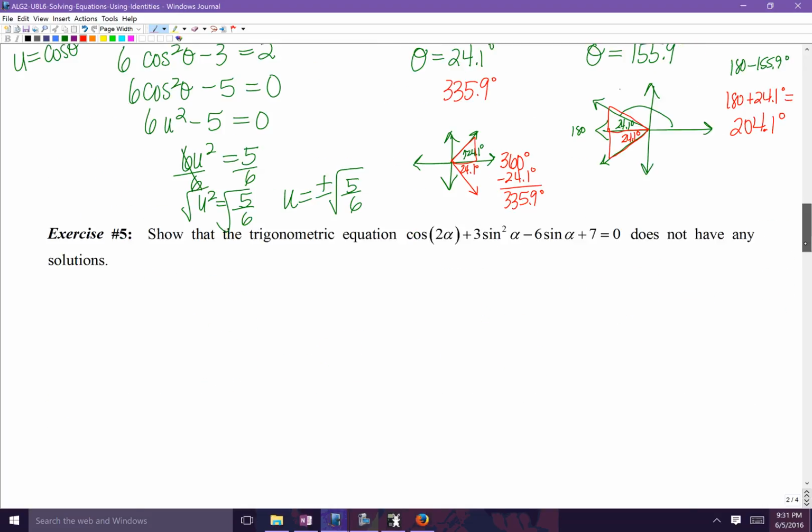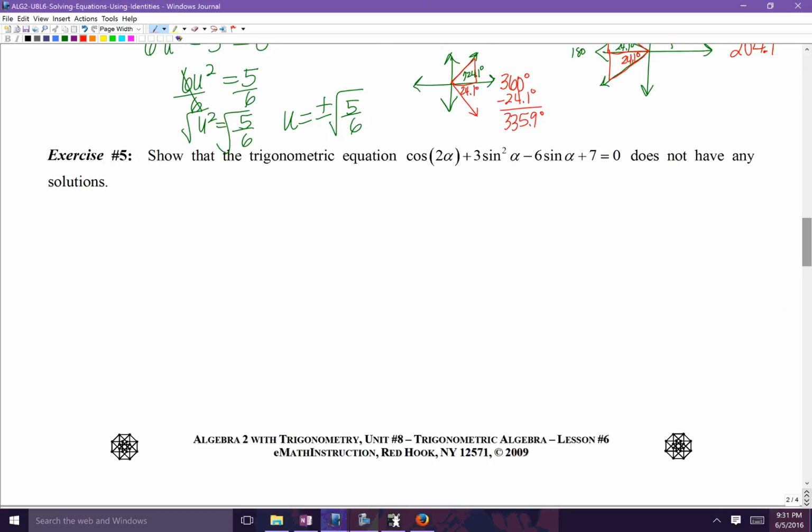And the last one. Show that the trigonometric equation cosine of 2 alpha plus 3 sine squared of alpha minus 6 sine alpha plus 7 does not have any solutions. Okay, so let's figure this out. I have a double angle here. Well, in this double angle, I have sine and sine. So I want to find the double angle formula for cosine that involves sine. So that would be 1 minus 2 sine squared alpha. And then I continue writing.